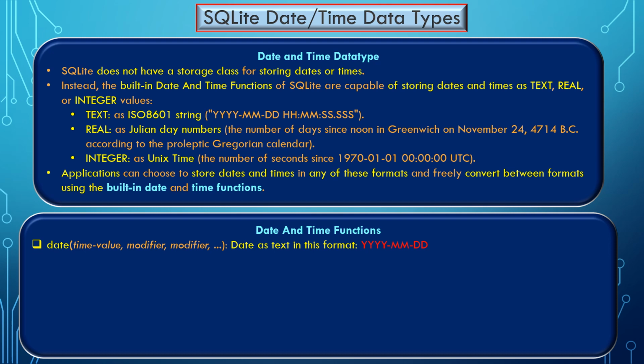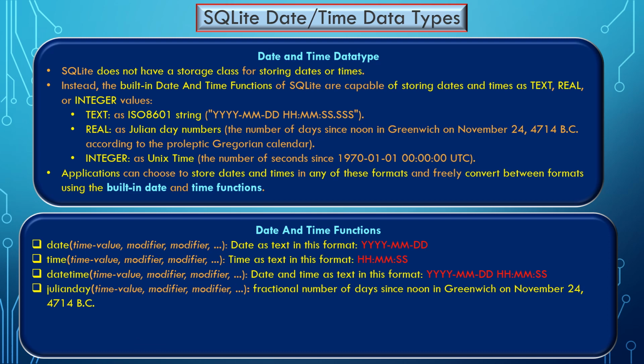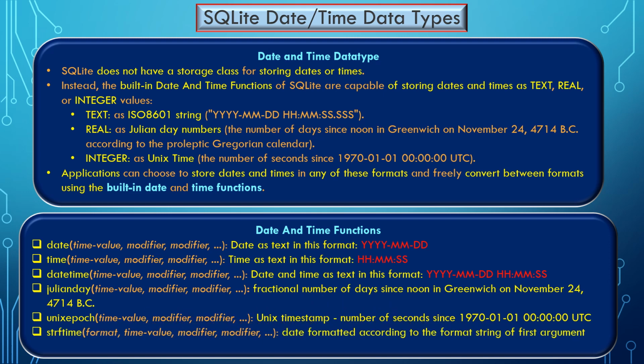Here are some of the date and time functions. Date as text in this format, time as text in this format, date and time as text in this format. Julian day is the fractional number of days since noon in Greenwich on November 24th, 4714 BC. Unix epoch is a Unix timestamp of the number of seconds since 1970-01-01 UTC. strftime is the date formatted according to the format string of the first argument. Timediff is the amount of time that must be added to B in order to reach time A.